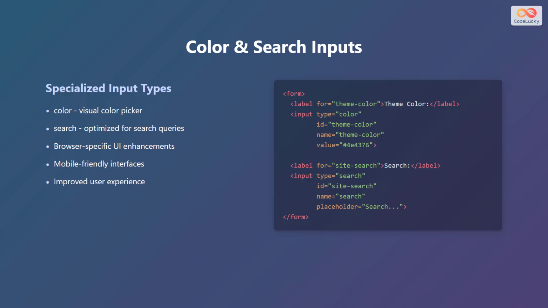Let's look at the code. The first label is for theme color, and its corresponding input type is color, with the ID and name attributes set to theme color, and a default value is set using the value attribute. The next label is for search. Its input type is search, with the ID and name attributes set to site search and search respectively. Placeholder text has also been provided.